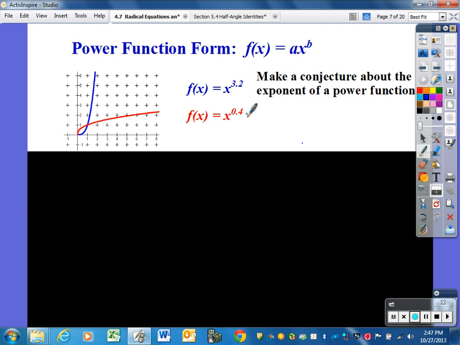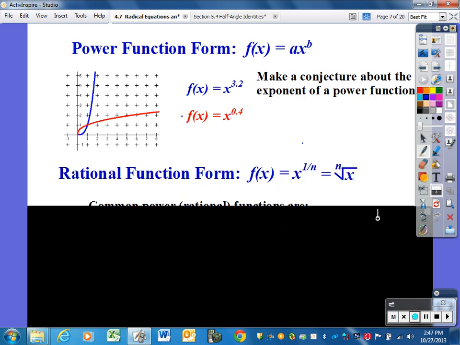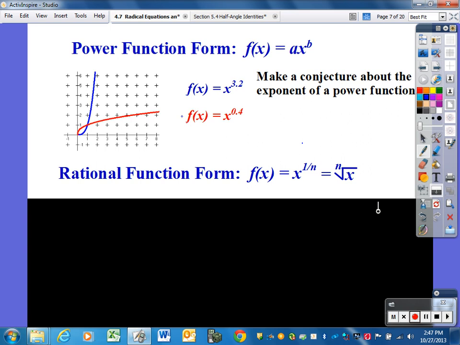They're both positive, but this exponent is bigger than 1, and this exponent is smaller than 1. When it is bigger than 1, it's going to be a J-curve that takes off quickly. When the exponent is smaller than 1, it's going to be a flattened out J-curve. Then we have our rational function, which would be x to the 1 over n power, which means the nth root of x to the 1.